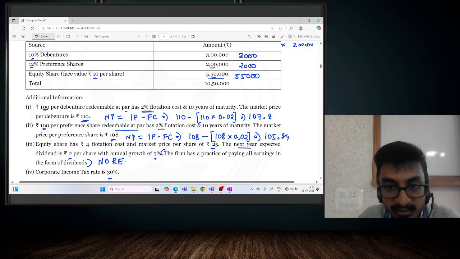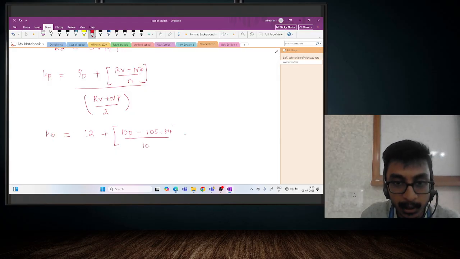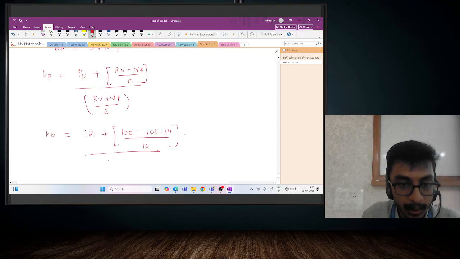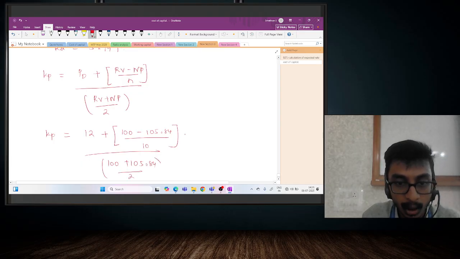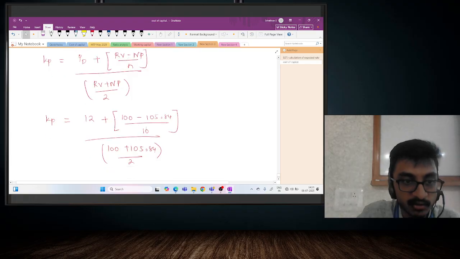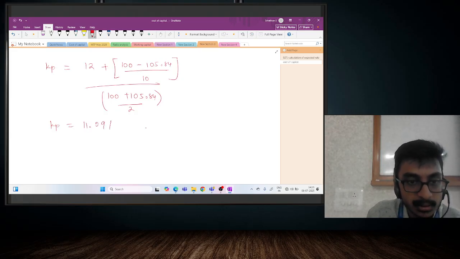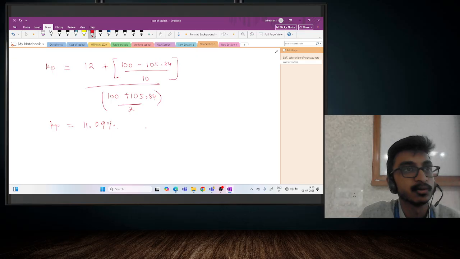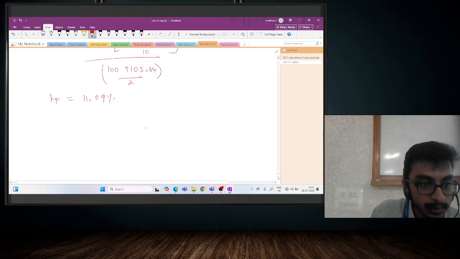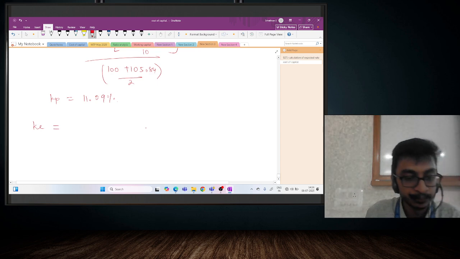So the number of years is 10, divided by 10 whole divided by 100 plus 105.84 divided by 2. How much do we get? Cost of preference share is 11.09%. Clear so far? Now let's calculate the cost of equity.